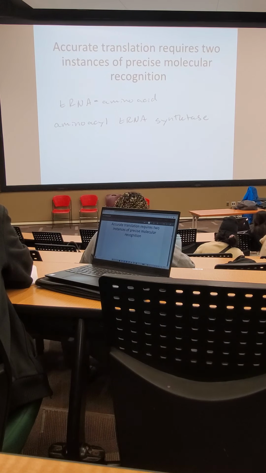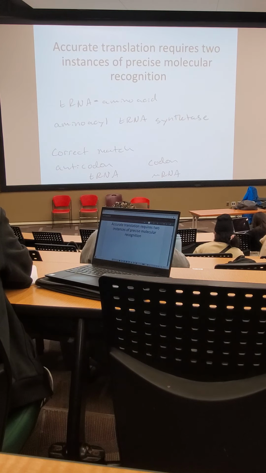So the tRNA has an anticodon that's going to come into the ribosome and interact with the RNA. That's our first level of specificity. Our second level of specificity is the correct match between the anticodon that's on our tRNA and our codon. So one of these is a covalent bond, one of them is a hydrogen bond that's taking place inside the ribosome.